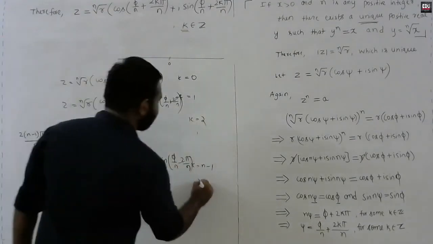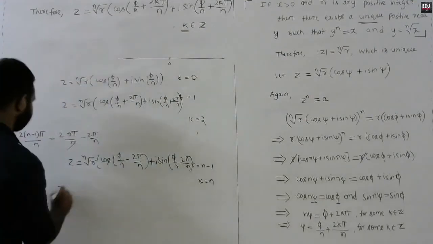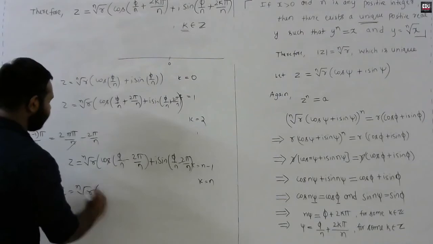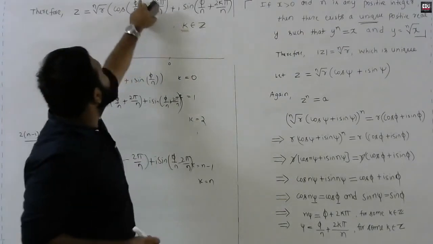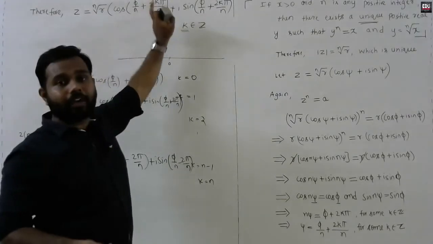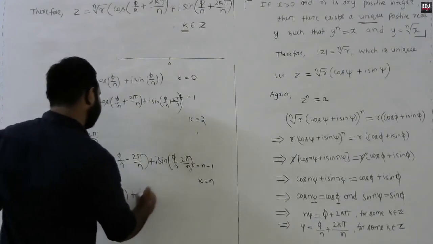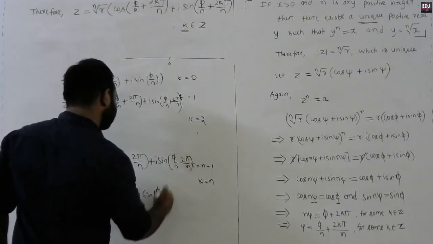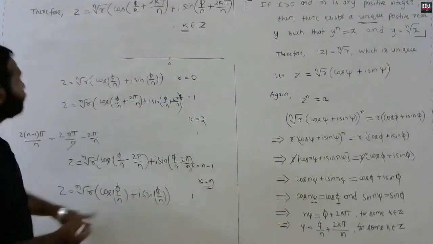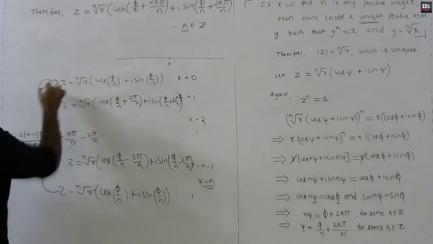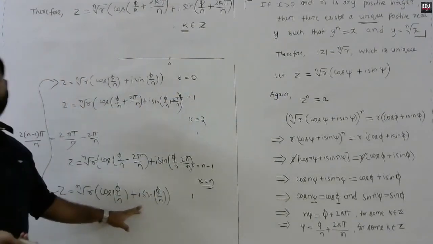Now next put k equal to n. Then z is equal to nth root of r into cos of phi by n plus 2 pi, since n gets cancelled. Phi by n plus 2 pi is once again phi by n, plus i into sine of phi by n. So this corresponds to k equal to n. And you can observe this is once again the value corresponding to k equal to 0. So it is a repetition.